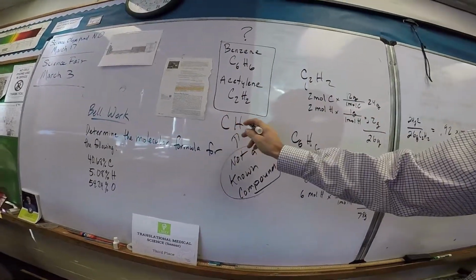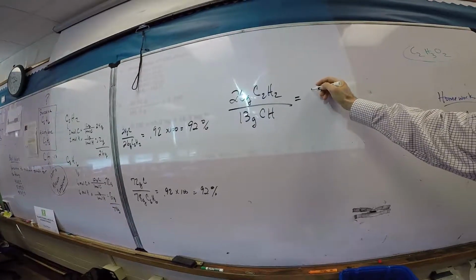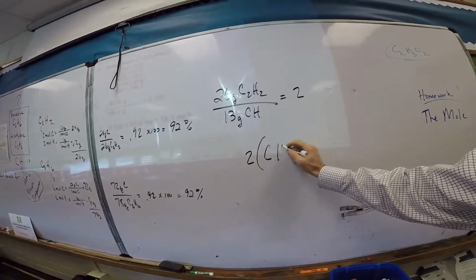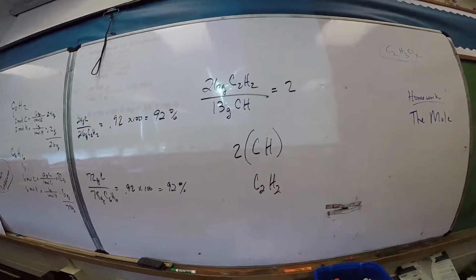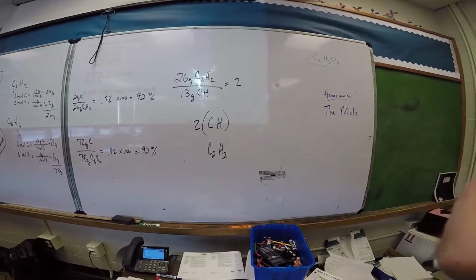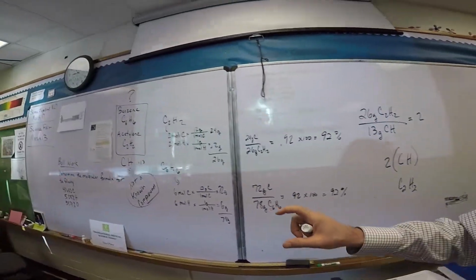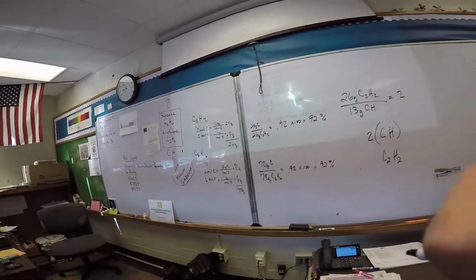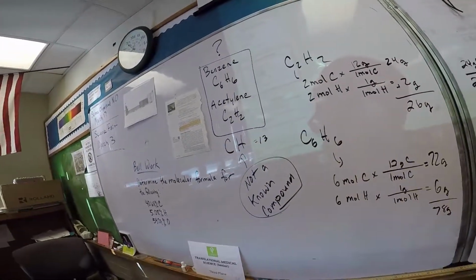So you have 12 plus 1, so the mass of that is 13. What did we get? 2. So then you're going to take 2 times CH, and you're going to get C2H2. So that's your formula. That's how we do this. That's why the empirical is important for us, because without it, we would not be able to identify these various substances that can be produced.